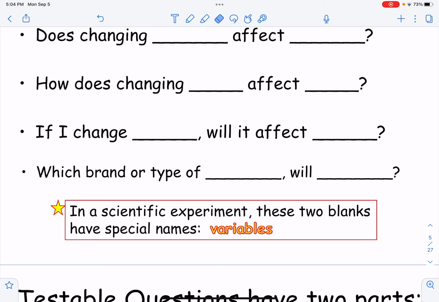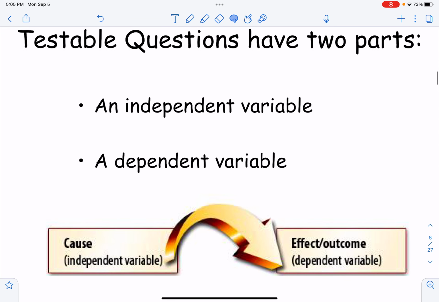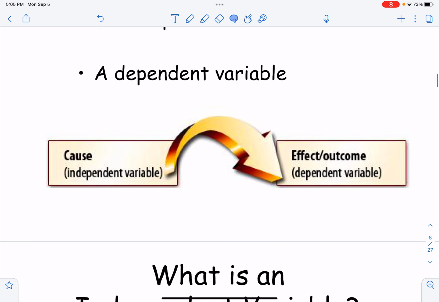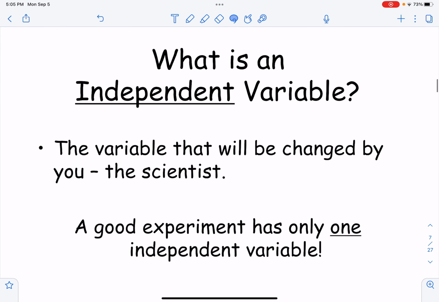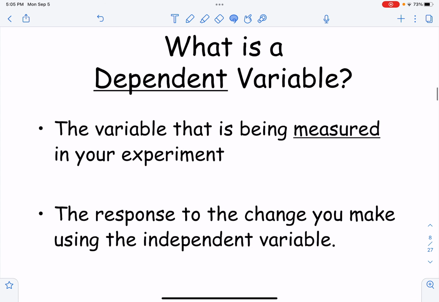In a scientific experiment, these two blanks here and here have special names. These are variables. The first blank will include the independent variable. The second blank will be the dependent variable. The first blank, which is the independent variable, is what you are changing, what you're testing, the different types of sponge, the different types of paper towel, the different heights of a ramp, the different types of paper on a paper airplane. You're only changing one thing. You wouldn't test the height of the ramp and the length of the ramp. You're only choosing one. The dependent variable is what you're measuring.